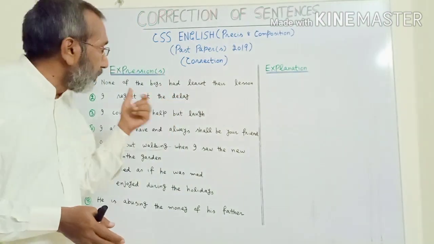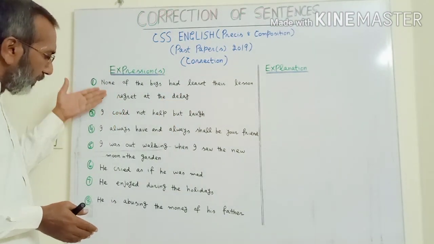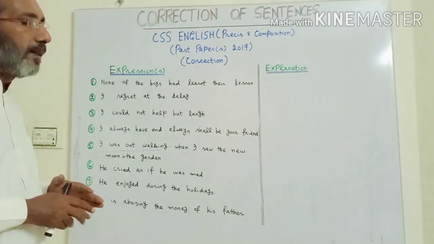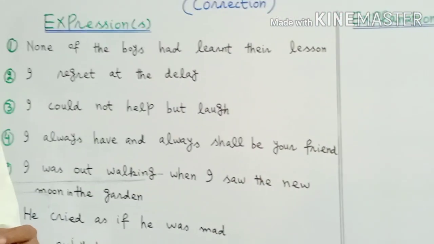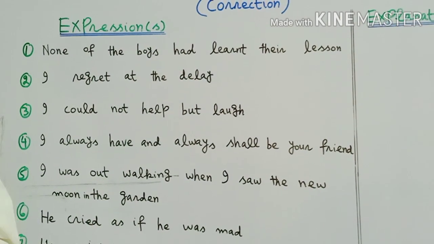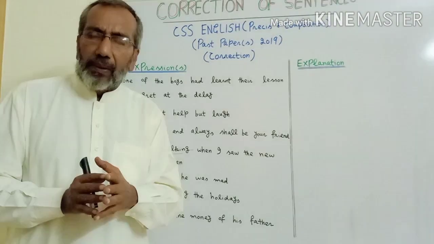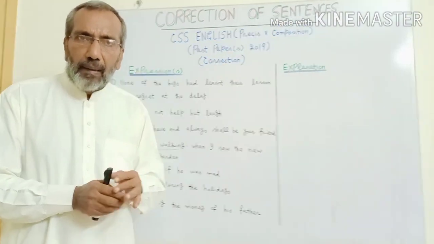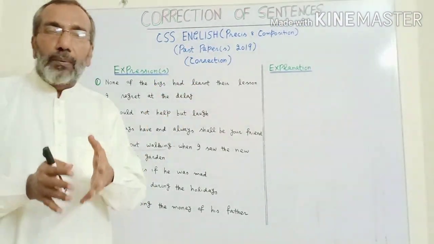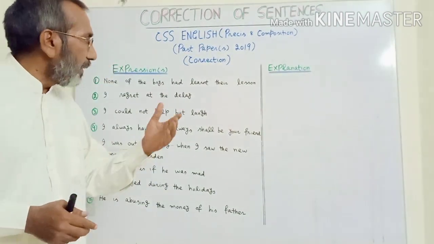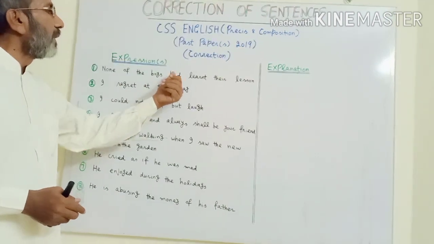Okay. So, starting with the first, just 7-8 sentences are there. None of the boys had learned their lesson. It's a very common error, not that difficult. Even students of BA level, BSc level can understand this, that this is the solution, but they don't know what the reason behind it is. Okay. So can you guess what? None of the boys had learned their lesson.